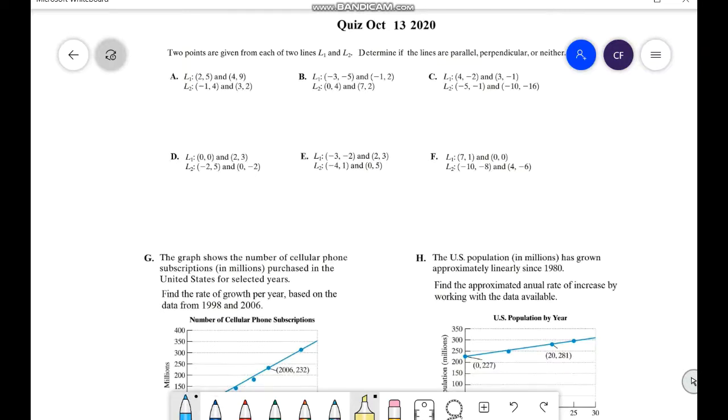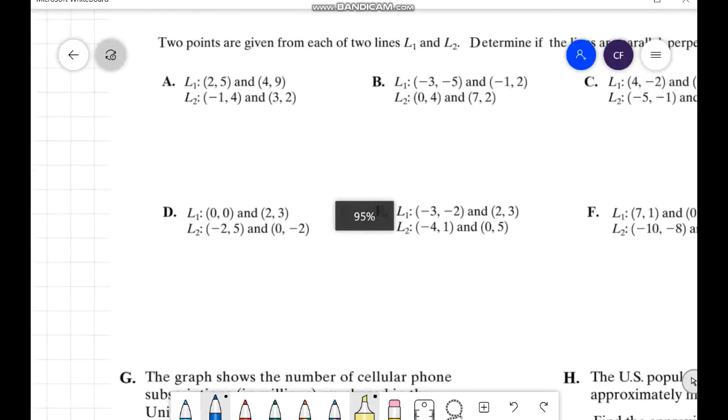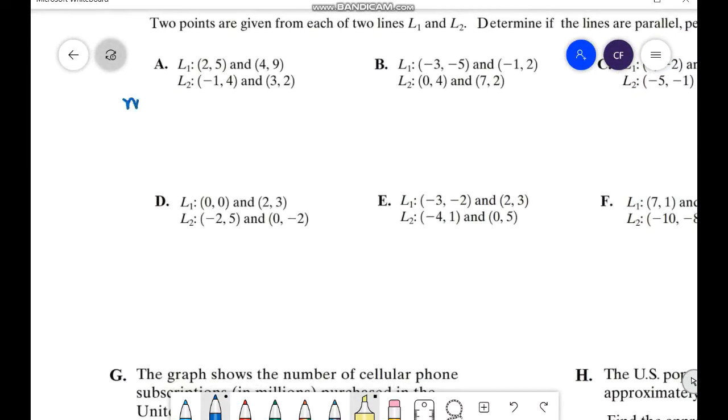Let me give you the example here on letter A. We have 2 points in the first part of the quiz. 2 points are given for each of the two lines, L1 and L2. Determine if the lines are parallel, perpendicular, or neither. So let's check letter A. We need to calculate M1. Let me zoom in. We're going to calculate M1 and M2, and then we're going to compare.